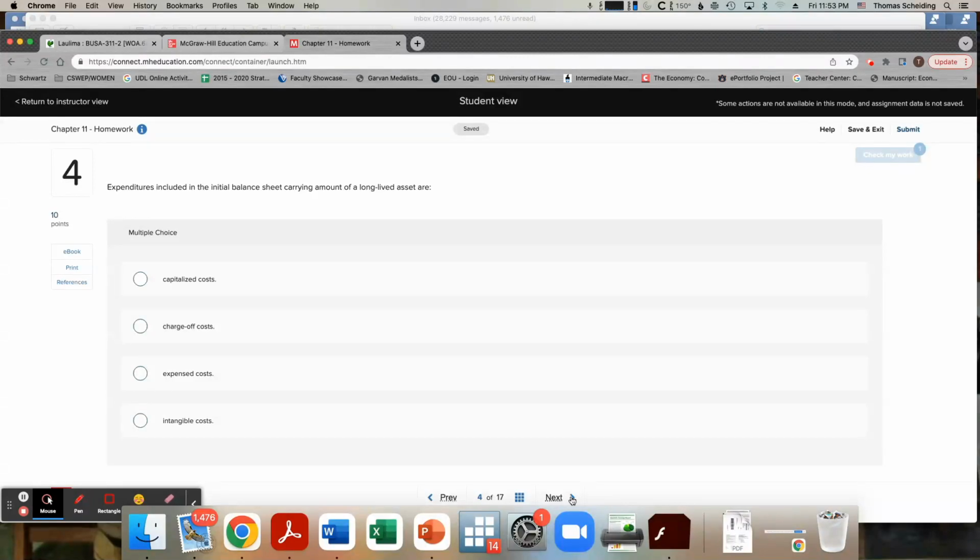Okay. Expenditures included in the initial balance sheet carrying amount of a long-lived asset. What is that? Well, let me start off by saying this. The correct answer is capitalized costs, the very first choice. Let me talk about the others and why they're not the correct choice, and then we can return back to capitalized costs.